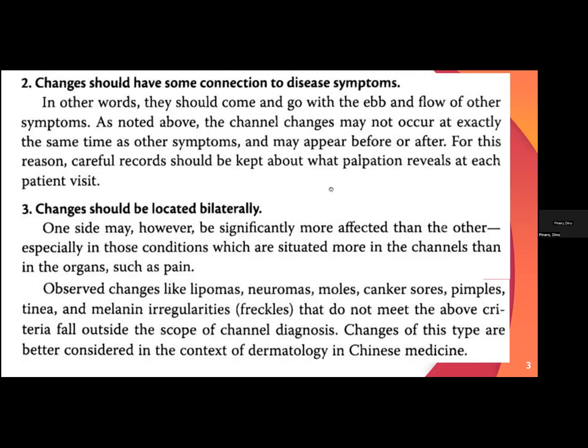Observed changes like lipoma, neuroma, moles, canker sores, pimples, tinea, and melanin irregularities like freckles that do not meet the above criteria fall outside the scope of channel diagnosis. So, ito pong mga ibang lumabas na hindi naman related, so i-exclude po natin sila sa channel diagnosis. Changes of this type are better considered in the context of dermatology in Chinese medicine. So dun po siya i-consider.